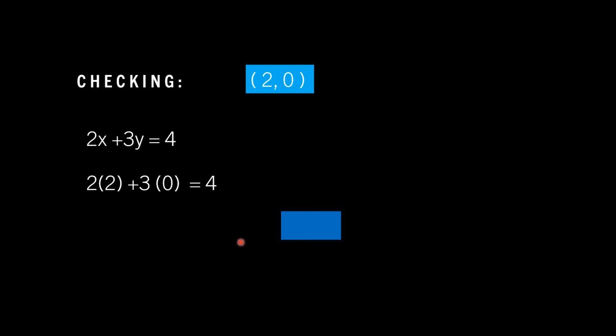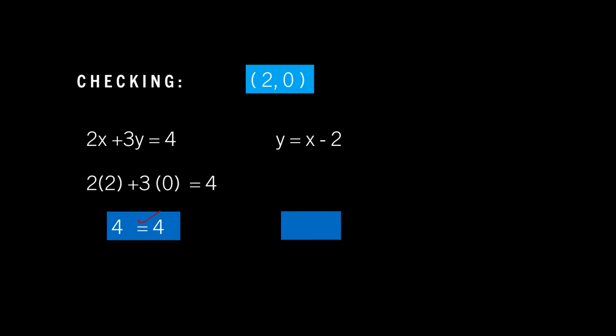Okay, so next, do you want to check? So the solution is 2, 0. So by checking, we can simply substitute the value of x and y here. So we have 2 times 2, which is the value of x, plus 3 times 0, which is the value of y, is equal to 4. So this is now 2 times 2, that is 4, and 3 times 0, that is 0. So 4 is equal to 4, which is correct, that both sides of the equations are equal. Okay? Which means our solution is correct.